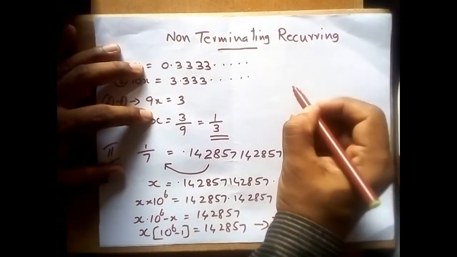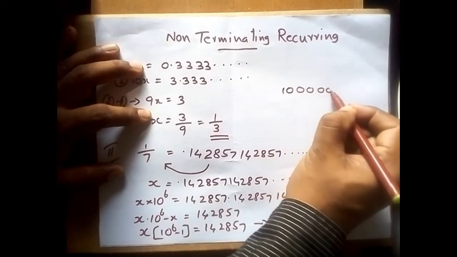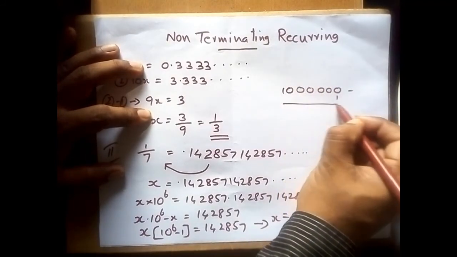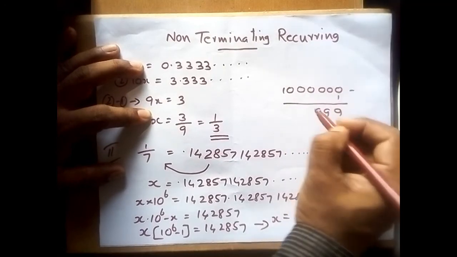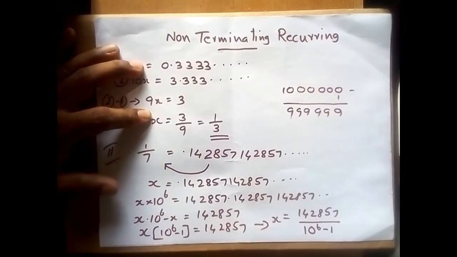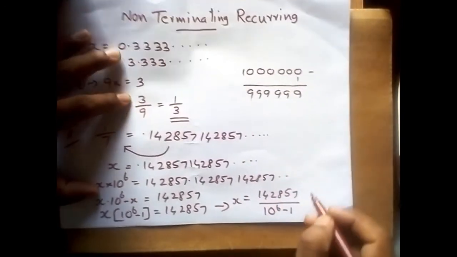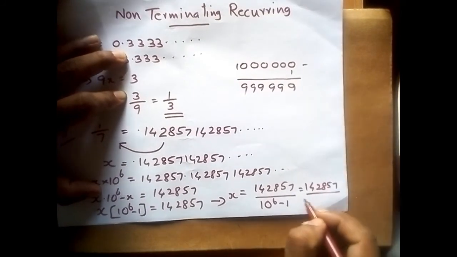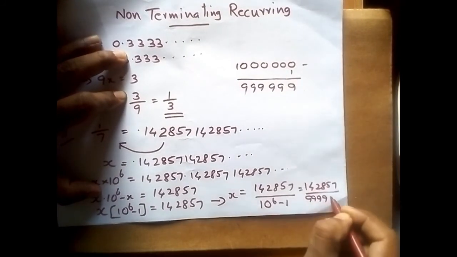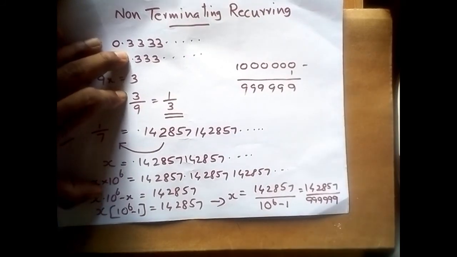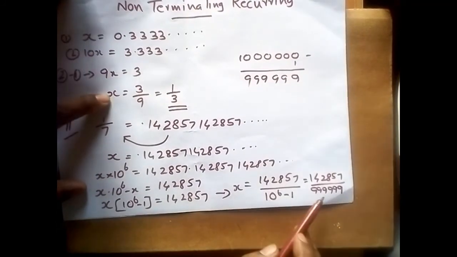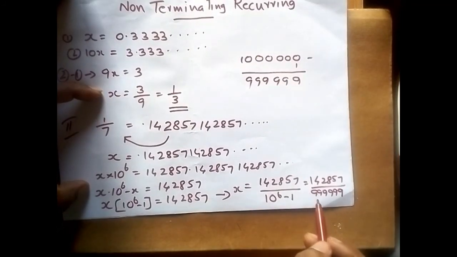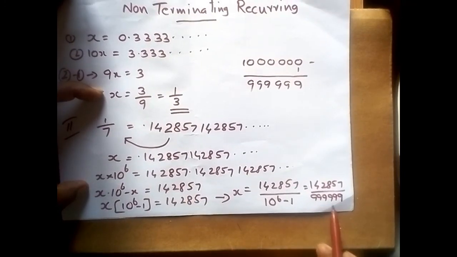What is 10 raised to 6 minus 1? 999999. So this is equal to 142857 divided by 9 six times. Yes, that is the easy way to remember. Okay, so what can you tell about this number? This is not in the form of 2 raised to n into 5 raised to m. But this is a rational number. So this rational number is non-terminating, but it is recurring.